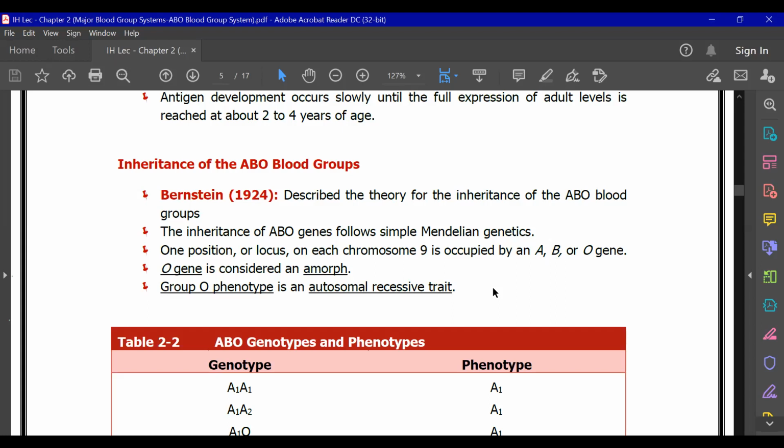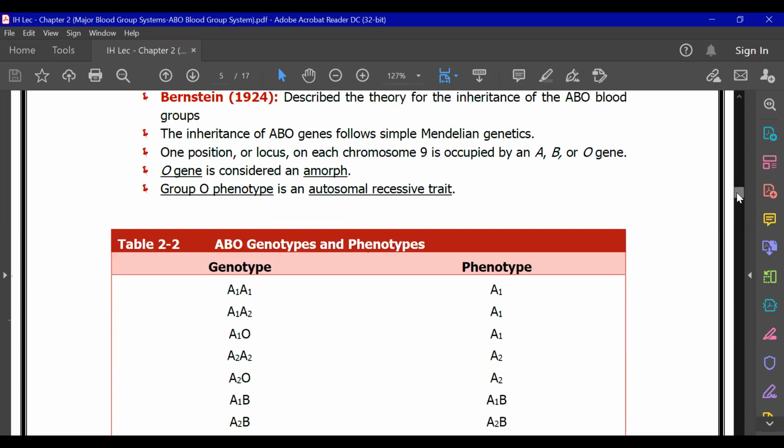Okay? So, your ABO genes are being located on chromosome number 9. Okay, chromosome number 9. And in here, your O gene is considered as an amorph, meaning your O gene is a silent gene and it has no detectable antigen product. Okay? Na-discuss natin yan in the previous chapter. So your group O phenotype is actually an autosomal recessive trait.